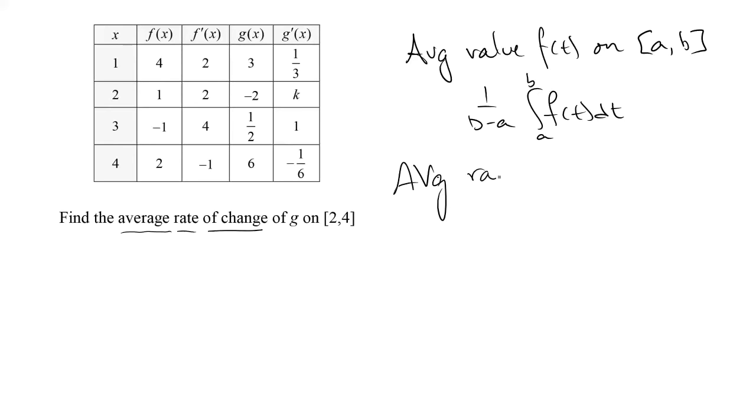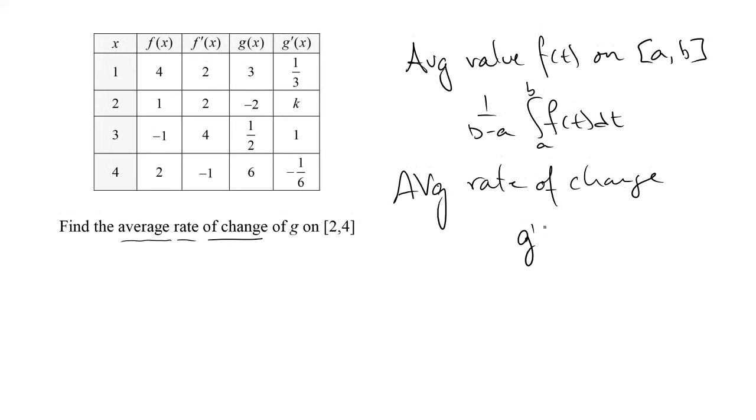And if we've got the average rate of change, you have to think what function represents the rate of change? Well, it turns out that if we were looking at the function g, g prime represents the rate of change of g. So g prime of t. And now if we looked at this in the same way as the average value of f of t, we would say that the average value of the rate of change function would be 1 over b minus a times the integral from a to b of g prime of t dt.